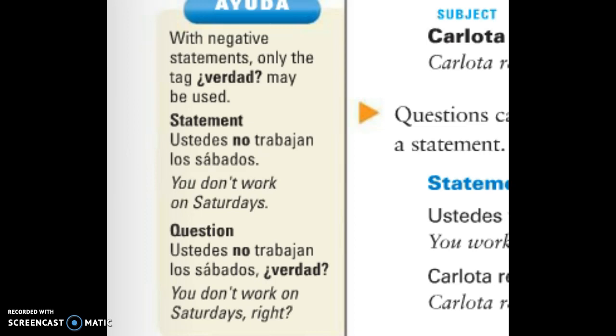One last quick note. When you're making a negative sentence where you include no before your verb, you have to use verdad. For instance, ustedes no trabajan los sábados, ¿verdad? Instead of saying no twice.